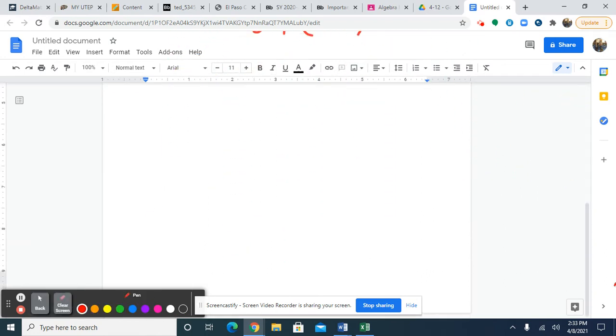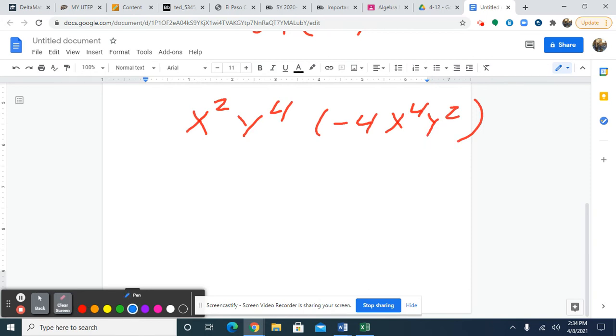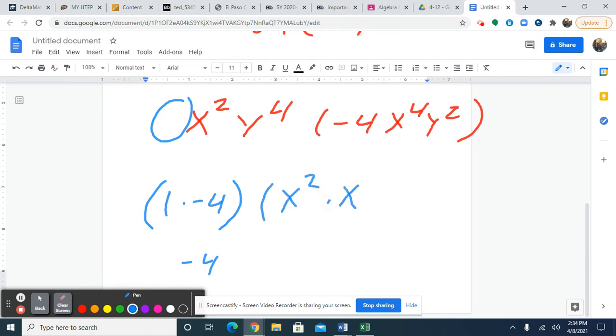Now let's go ahead and do x squared y to the power of 4 times negative 4 x to the power of 4 y squared. So again, let's separate everything. The only thing here is there's no number in front of that, so we can say that there's a 1 there. But whatever the case, 1 times negative 4 is still going to be the same thing, negative 4. And we have x squared times x to the power of 4 and y to the power of 4 times y squared.